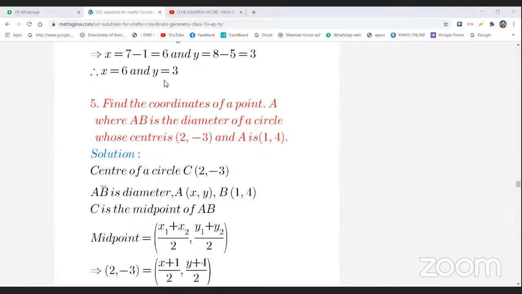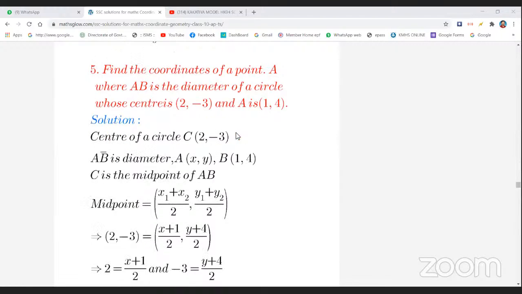Today's class, the remaining problems we can discuss tomorrow. Tomorrow I will explain 7.3. If you get any doubts in 7.2, first of all I will explain those problems and then I will tell you the 7.3 problems.